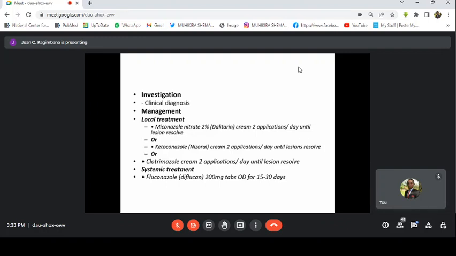cream or ketoconazole cream. We have plenty of antifungal topical treatment. Clotrimazole, okay? But like in this patient, you have to associate the local treatment with systemic oral treatment. Okay? The oral treatment, you know which one? The one we have here in our setting, fluconazole. Okay?